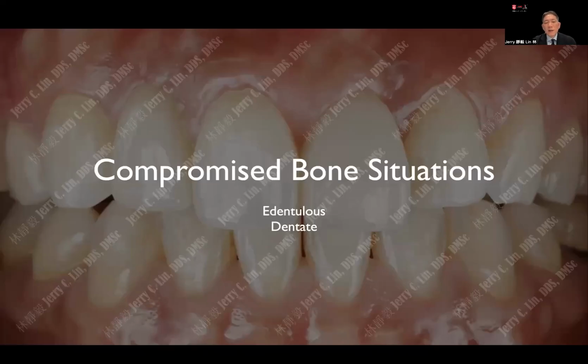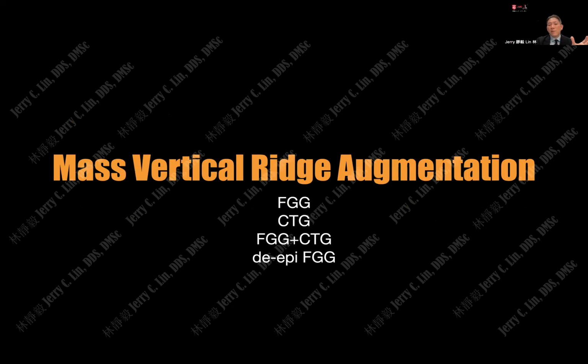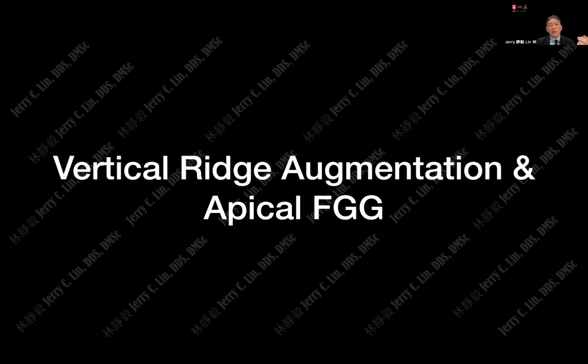So let's get to the compromised bone situation, which is a major issue. Whenever we have very compromised bone, we build up the bone, place the implant in the right position, and maintain proper soft tissue volume or bulk up the soft tissue. With those three, bone, implant angle and position, and soft tissue, we basically solve the problem. And of course, we need very good prosthetic work. So massive vertical ridge augmentation is what we face in a very compromised situation.